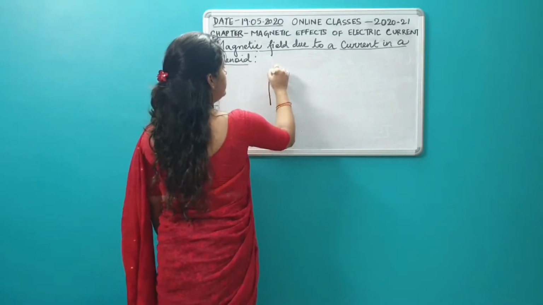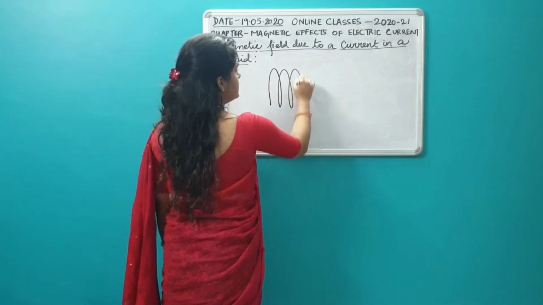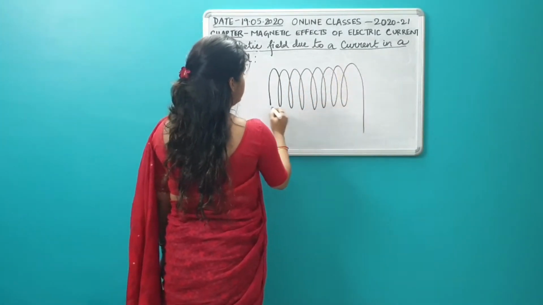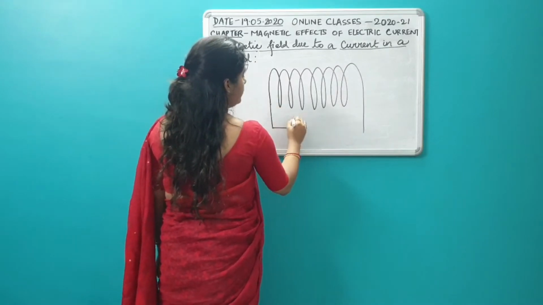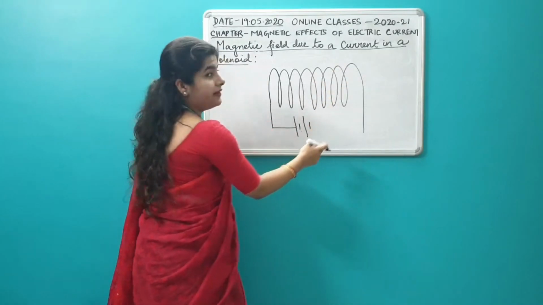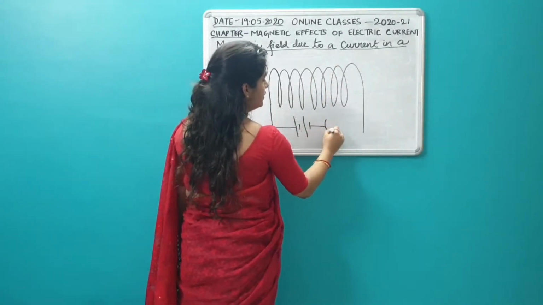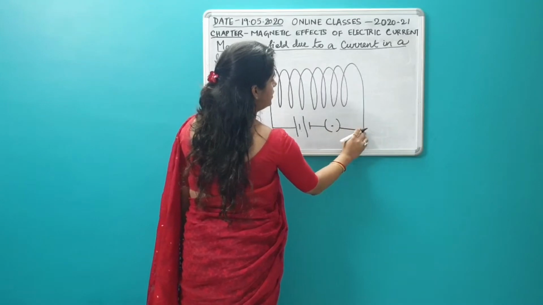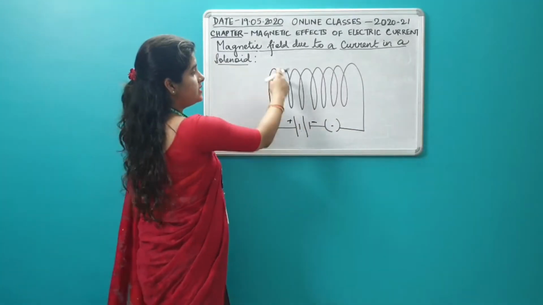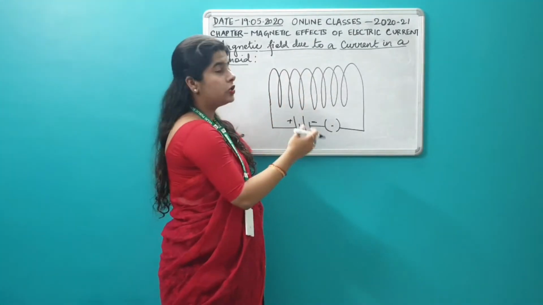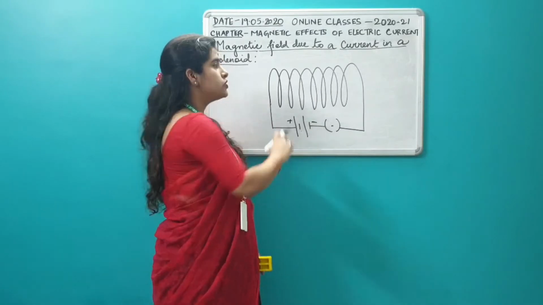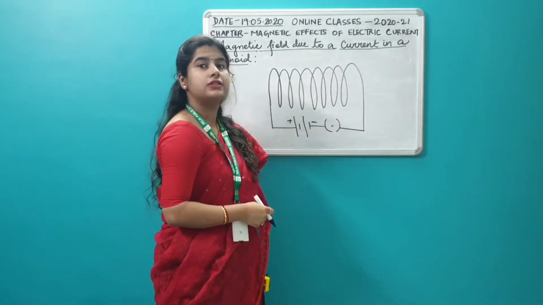What is a solenoid? This is a solenoid. A coil of insulated copper wire carrying current is known as a solenoid. If I draw the structure of a solenoid, it looks like this. The positive terminal, the negative terminal. And you can see this is just a coil of insulated copper wire carrying current. This structure is known as a solenoid.